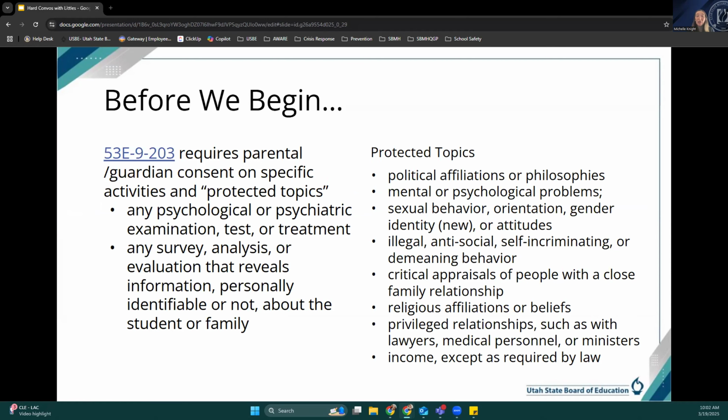53-9-203 is the Utah Code, which requires parental or guardian consent on specific activities and protected topics. Those protected topics are listed on the right. I'm not going to go through all of them, but essentially it's any psychological or psychiatric examination, test, or treatment, or any survey, analysis, or evaluation that reveals information, personally identifiable or not, about the student or family. That is what needs parental consent. And like I mentioned, those protected topics could be anything from political affiliations, family relationships, religious affiliations, and so forth.